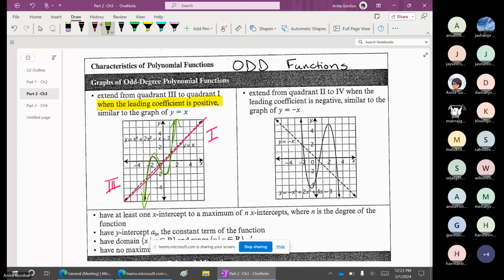Now, we learned in the last unit that to reflect something over the x-axis, to make it upside down, we multiply everything by a negative. So when the leading coefficient is negative, now it's upside down. Now we have a graph that starts in the second quadrant and goes down to the fourth quadrant. Again, true for all odd function polynomials.